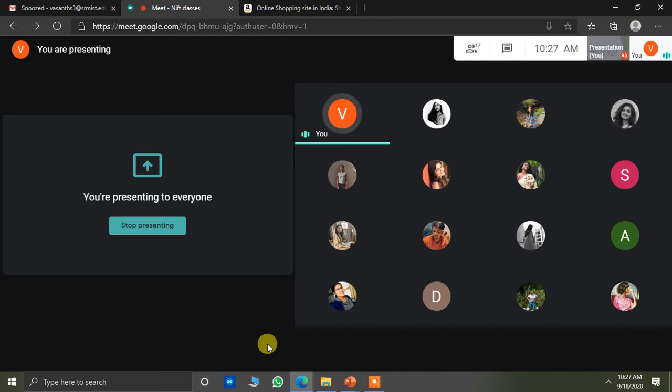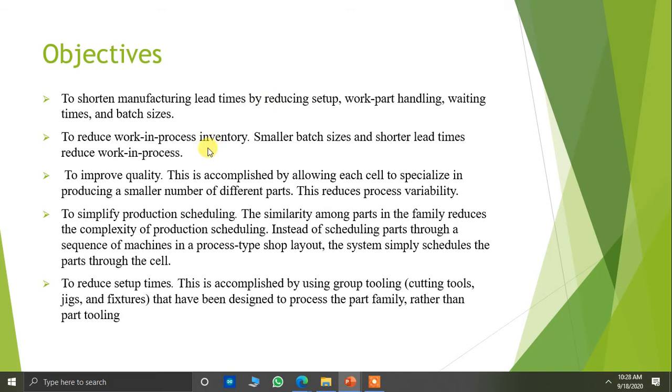How much labor we have put in, how much time we have put in. Time is also a kind of money matter. At the same time, how much material, that is raw material or inventory, so that is work in progress inventory. So it also reduces that. That's a secondary objective.